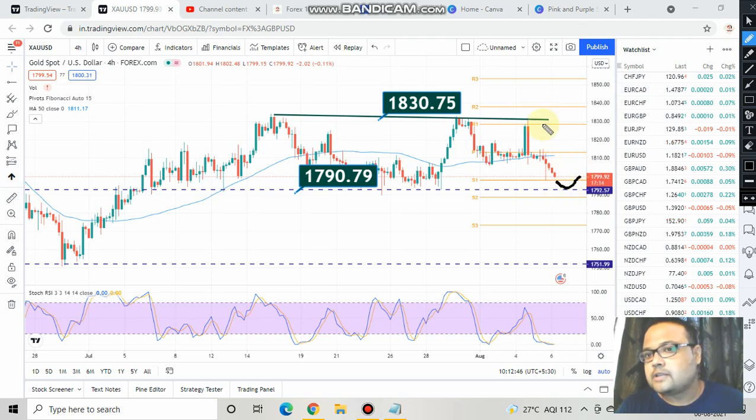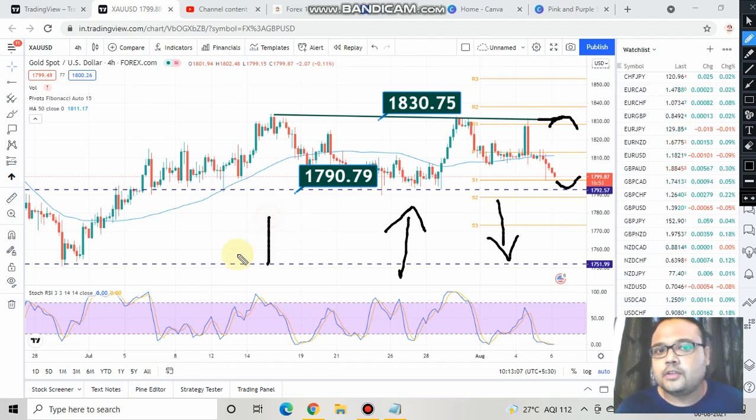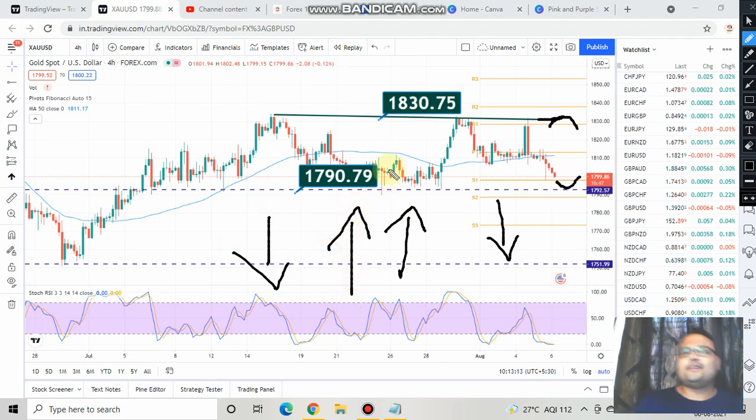If the market goes up and reverses from the 1830 level, you can easily go for a sell. But keep in mind, if the NFP report comes good and the dollar starts going up, gold will go down, so short the market. And if the NFP report is bad and fails to meet the forecast, then the dollar will start going down, and you can easily click on the buy button at gold USD. So this is the simple strategy that you can follow for gold USD for Friday.